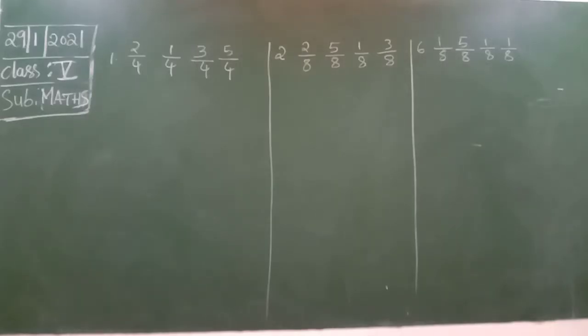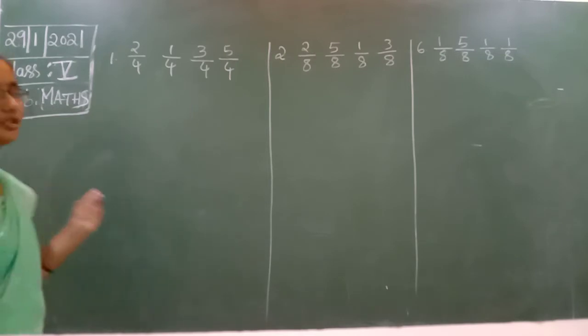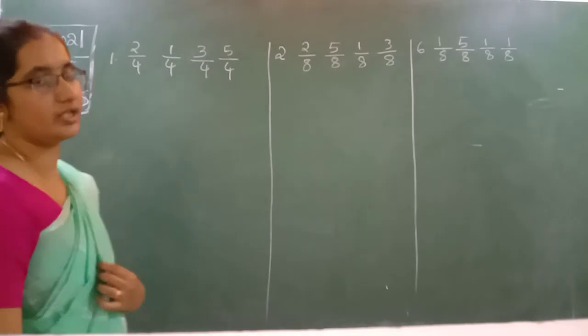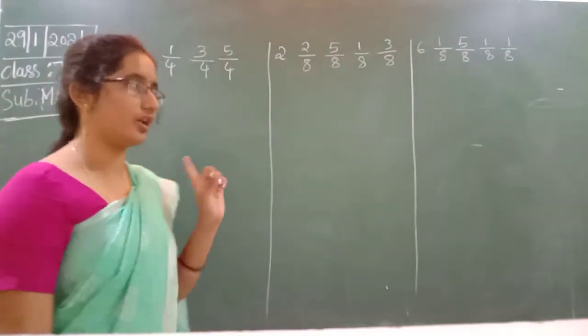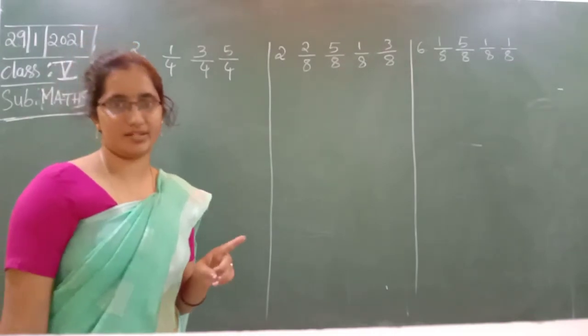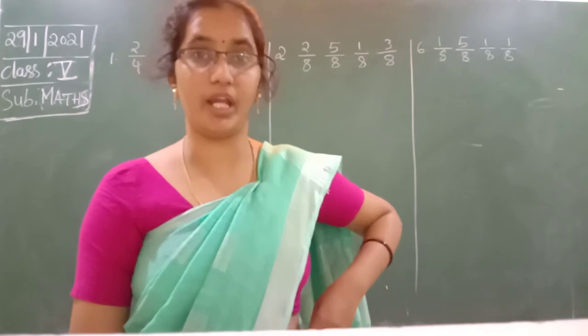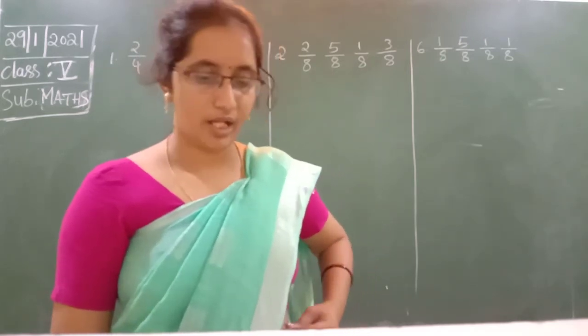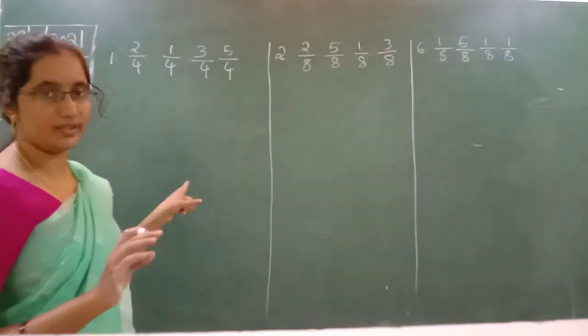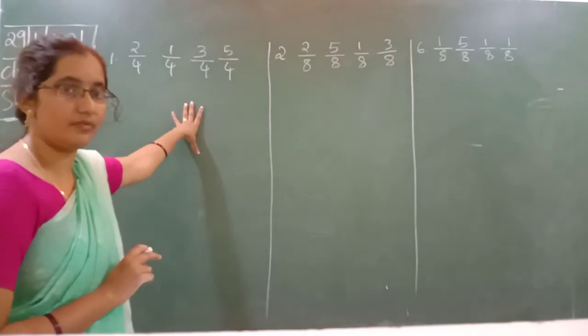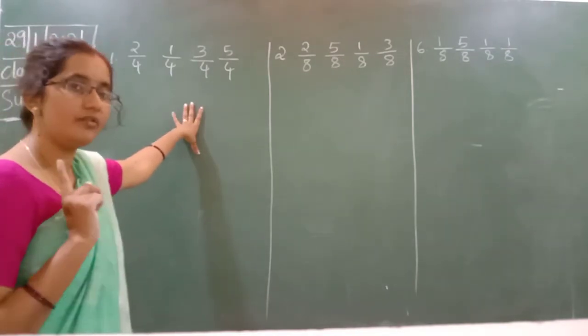Next activity is the fun to do activity. In it, I have taken 3 problems. First one: 2 by 4, 1 by 4, 3 by 4 and 5 by 4. Here we have 4 fractions. What are these fractions? Like fractions. Here they ask, circle the fractions that add together to make one. We have to add any of these fractions, and the result will be 1.